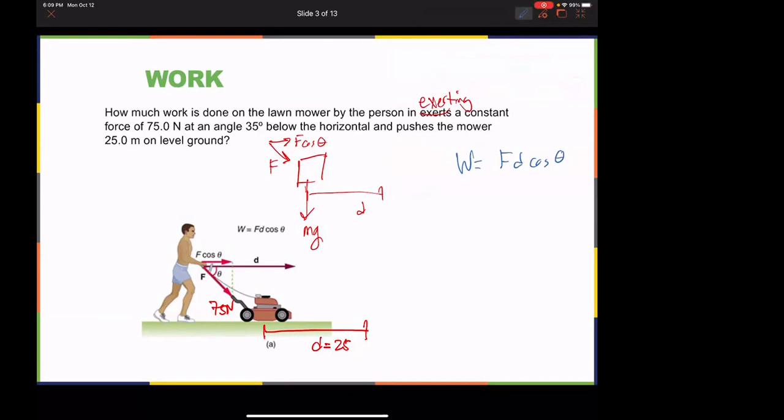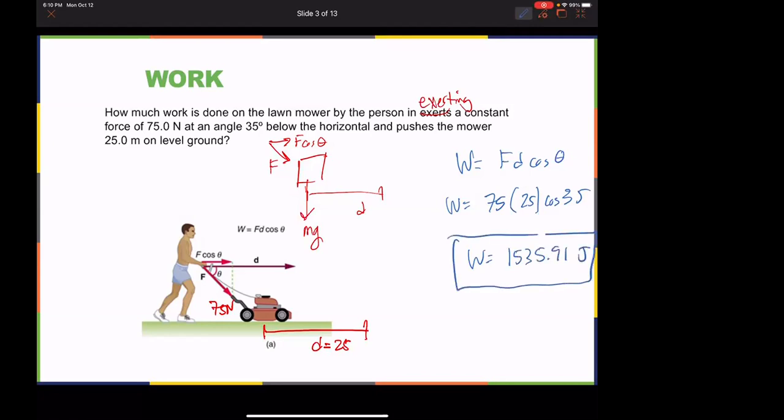Well, if F is 75, the distance is 25, then the angle is 35. We plug that in, put it into our calculator, if we can find our calculator. And we get 1536 or 1535.91 joules. That's the work done by our person here.